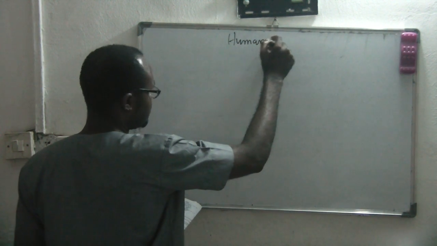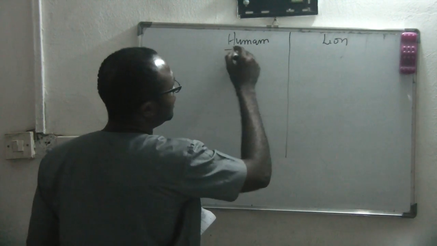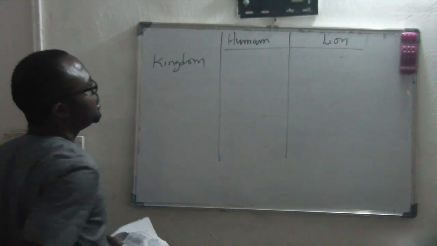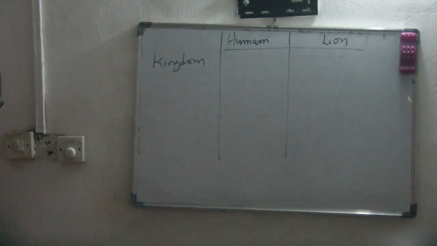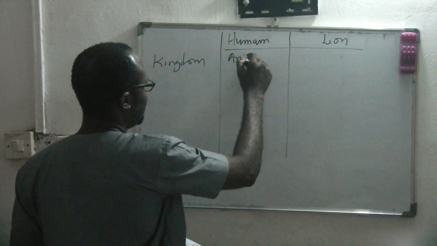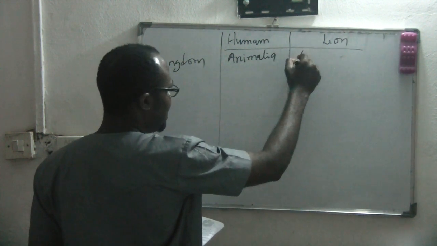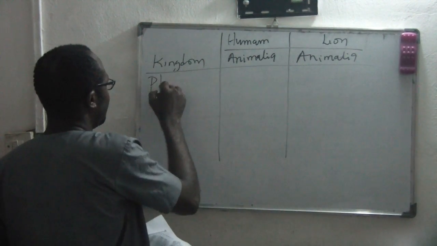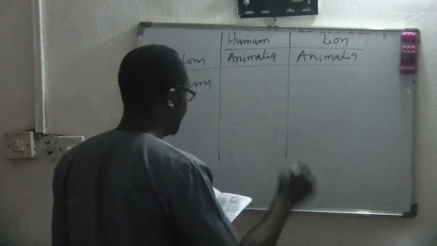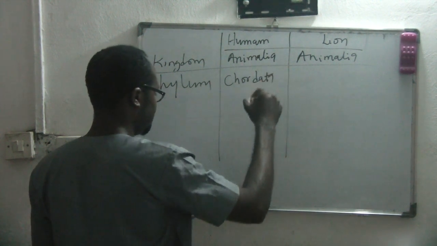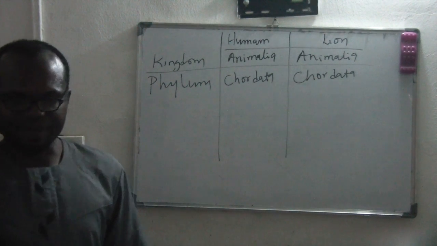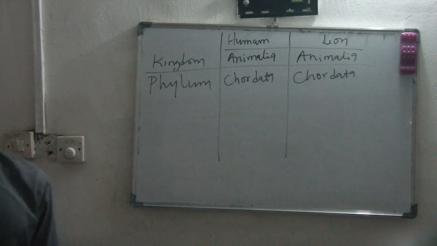Let's take an example. We have human being and we have lion. Now, the number one classification is the kingdom, isn't it? What kingdom is human being? Animalia. Lion is also Animalia, that's the kingdom. Now, the second classification, the phylum, isn't it? What phylum is human being? Chordata. What phylum is lion? Chordata. These are animals that have spinal cord, or animals that have bones.